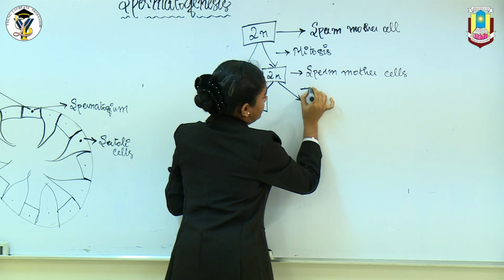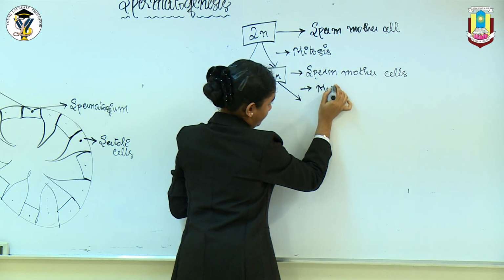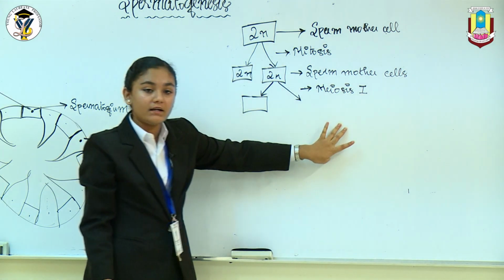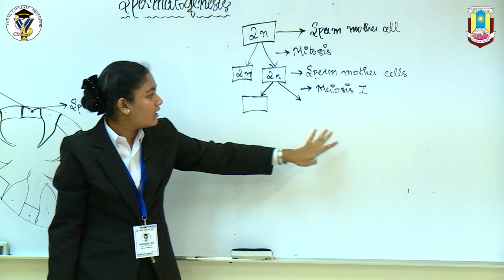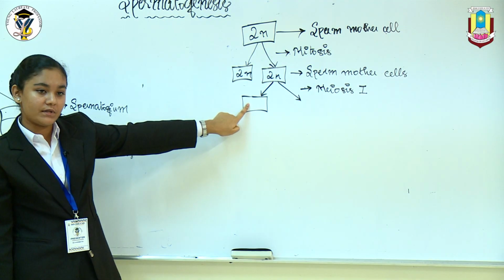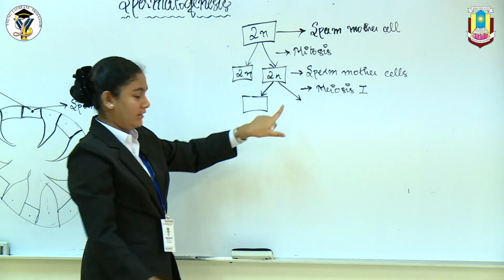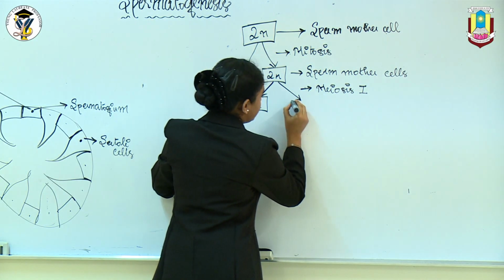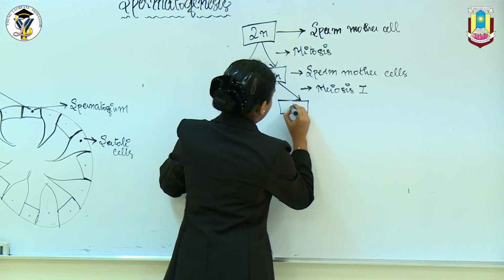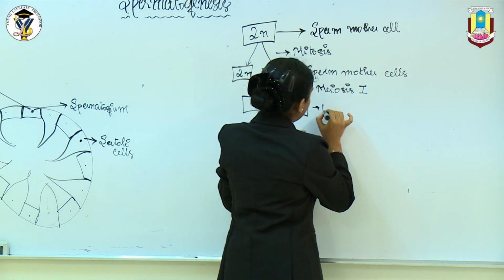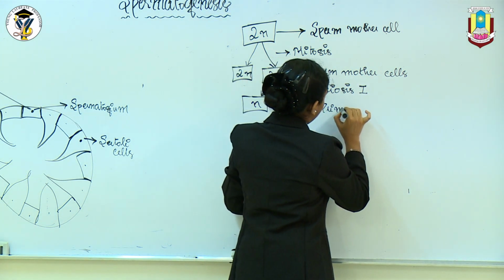This division is meiosis 1. Meiosis 1 is a reductional division. So how many chromosomes do you expect to be in this cell? It is a reductional division. N. That's right. So here also N. Here also N. So this is the primary spermatocyte.